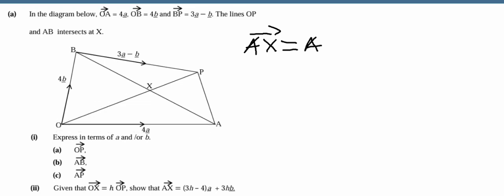So we can say AO vector plus OX vector. So what is our A vector? Remember, if you are going against an arrow or the direction, you need to put a negative.